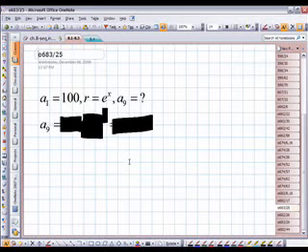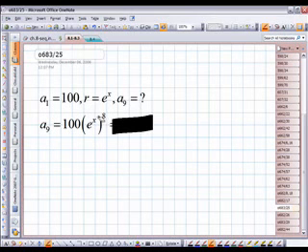So here we have a sub 1 is 100. Our common ratio is e to the x, and we want to get a sub 9. To go from a sub 1 to a sub 9, you've got to go 8 steps. So you start with 100, and then you take your common ratio and you multiply it to the 8th power. So we have 100 times e to the x to the 8th power, and then power over power, we just multiply and we get 100 times e to the 8x.